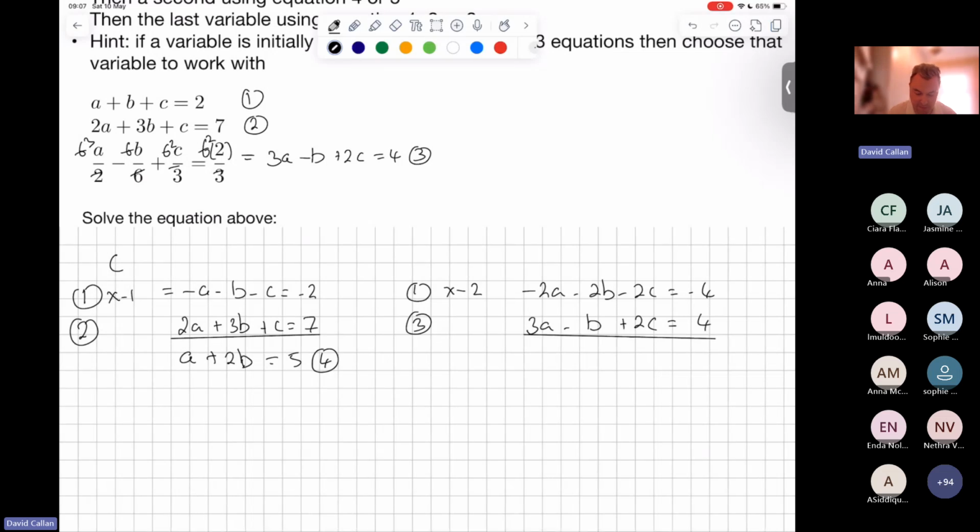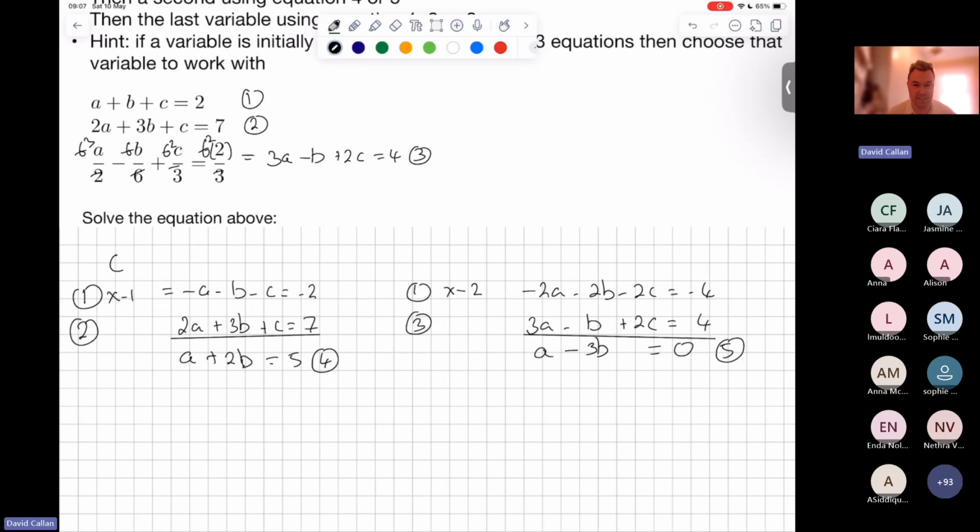Minus 2 plus 3 gives me 1a, or just a. Minus 2b minus 1b is minus 3b, like that. The c's, minus 2c plus 2c, nothing. And then 4 minus 4 is also nothing. So I'll write down 0 there. And that's equation number 5.